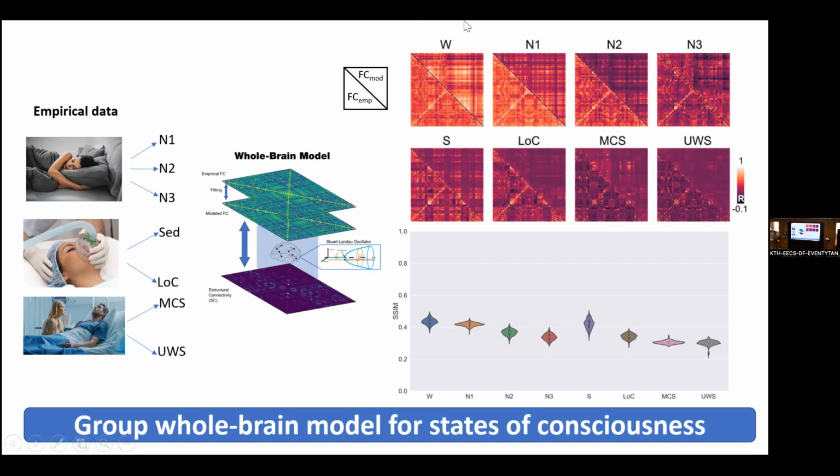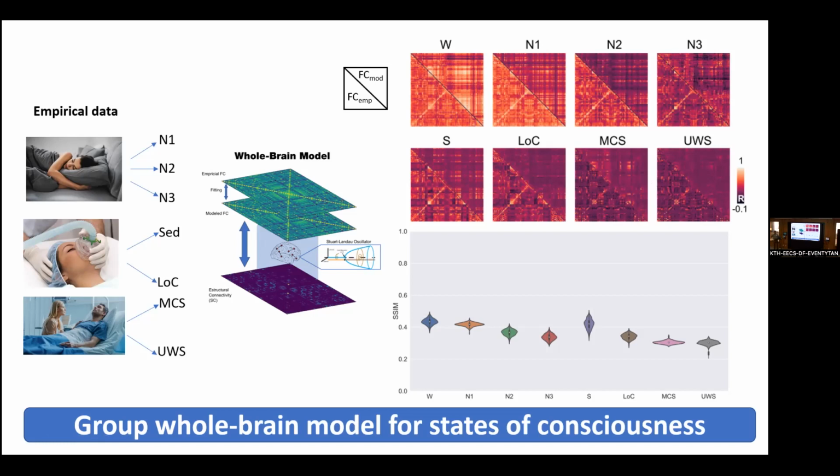the 3 sleep stages, the 2 anesthetized stages, and the 2 types of patients. In this panel, we can see this half matrix. The lower diagonal part of the matrix is how the empirical functional connectivity looks, and the upper part is how the functional connectivity of the model looks. We built 8 different models, 1 for each brain state. That means we perform the optimization procedure for each one of them, but it's important to take into account that we're working at group level.